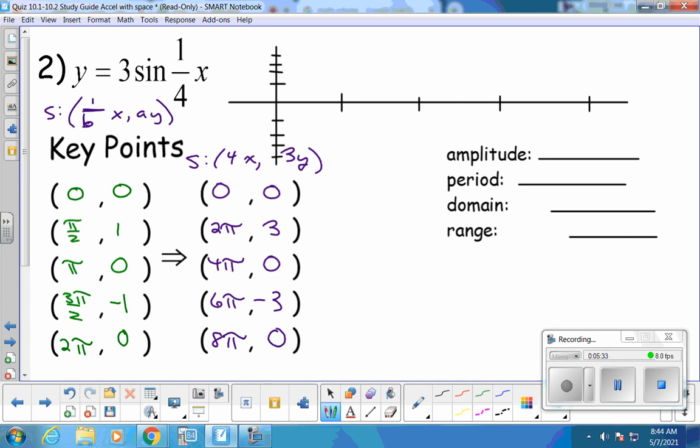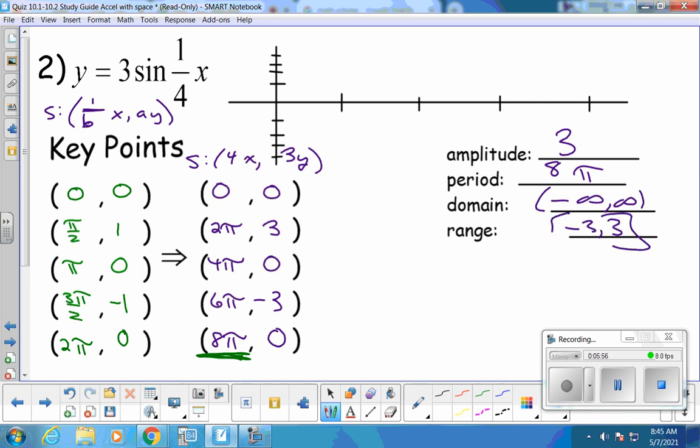That means my amplitude is my a value of 3. My period ends up being 8 pi. Someone in my last class made the comment that this guy here is always your period, and that's true. So 8 pi is your period. I don't know why I wrote 8x. I'm having trouble writing today. It's Friday. The domain is negative infinity to infinity, and the range would be negative 3 to 3.